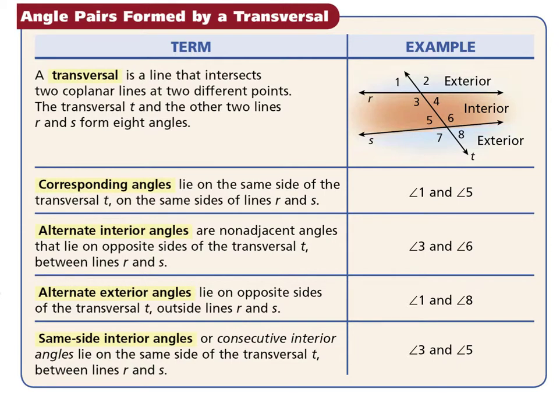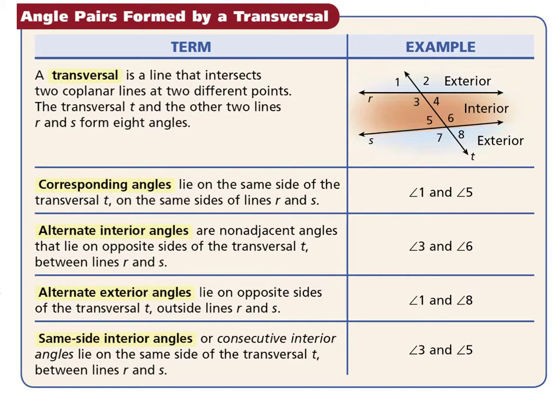Okay, alternate interior angles. They gave you an example like 3 and 6. Looking at 3 and 6, they're not adjacent, so they're not hooked together at the same vertex. They are on opposite sides of the transversal. So 3 is on the left side of the transversal, 6 is on the right side. And they are both between lines R and S, so they're on the interior of that diagram. So angle 3, angle 6.